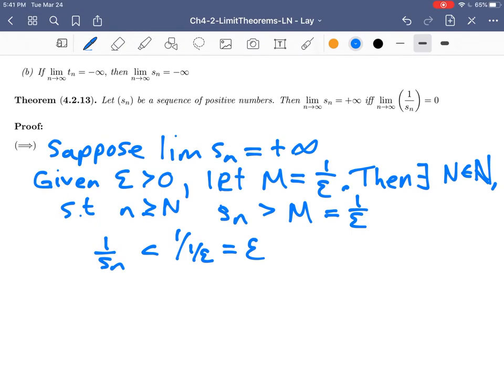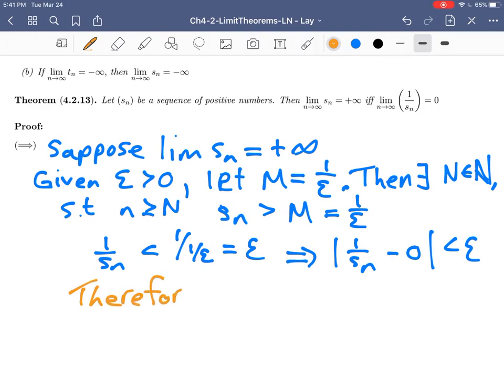And so this is going to imply that the absolute value of 1 over S sub n is exactly the same value, and if we were to subtract 0 from it, it's exactly the same value. But that should be less than epsilon. And that looks a whole lot like our definition. And so this tells us 1 over S sub n is going to converge to 0.